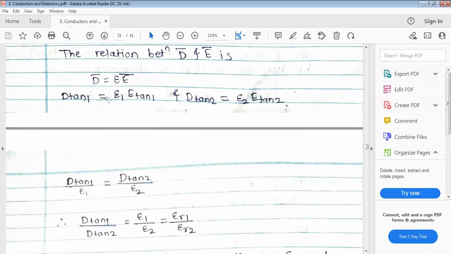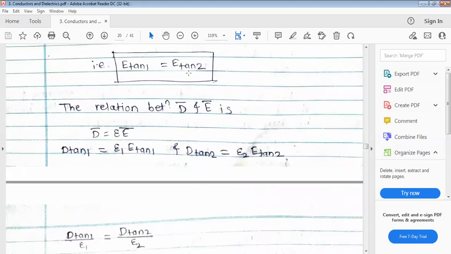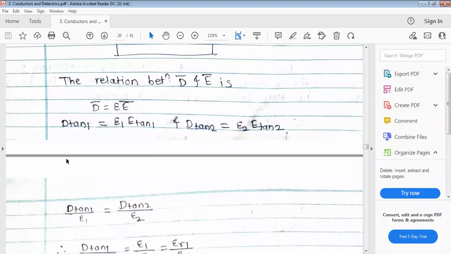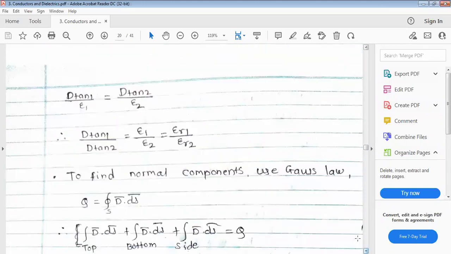So D tan 1 divided by epsilon 1 is equal to E tan 1. And what is the relation? E tan 1 is equal to E tan 2. So we have to write this in terms of E tan 1 is equal to E tan 2. So E tan 1 is equal to D tan 1 divided by epsilon 1, and E tan 2 is equal to D tan 2 divided by epsilon 2, right? So these two are also equal, but how are they related? They are related with permittivity.